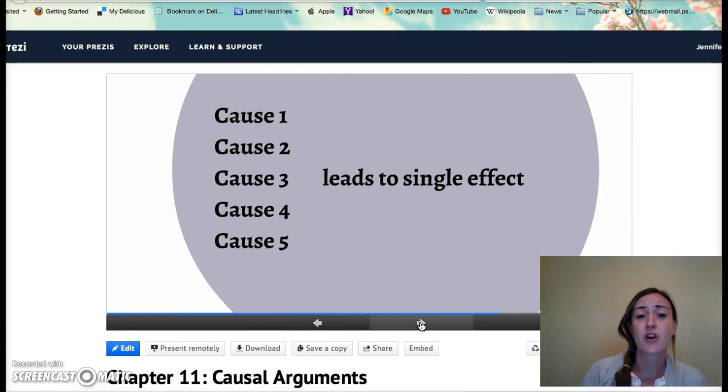The second type of argument is where we have multiple causes that lead to a single effect. So cause 1 leads to this, cause 2 leads to this. Similar to the first argument, those causes don't cause each other to happen. There's no sort of domino effect going on there. Those are all separate causes that have all resulted in the same effect.